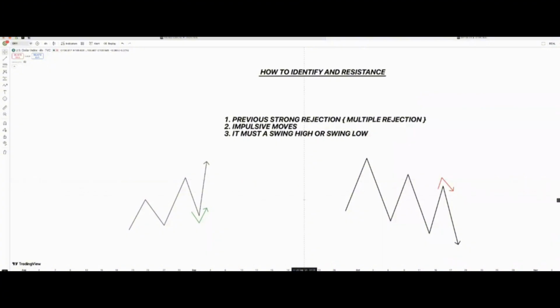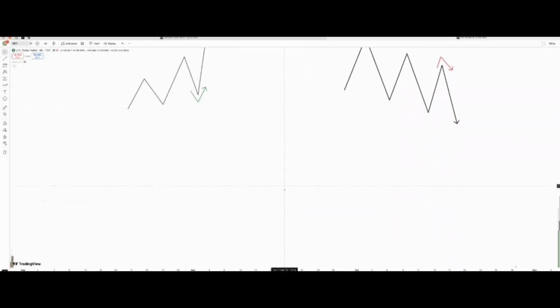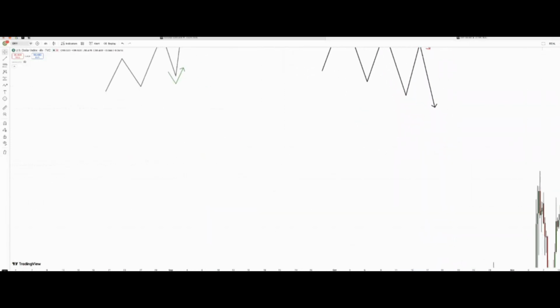Now, how do you really identify support and resistance after knowing this? The first thing is to identify the trend.